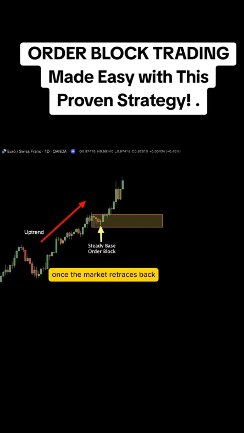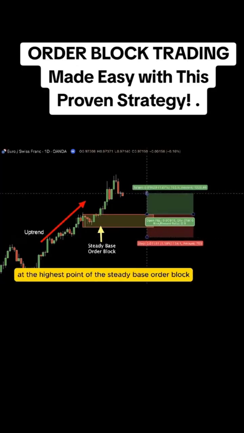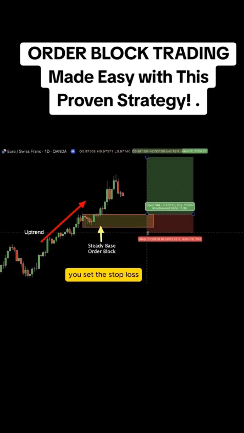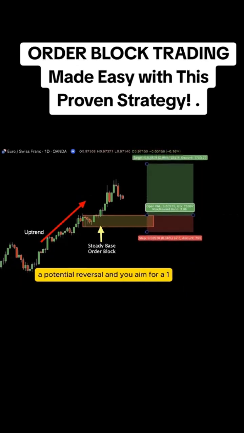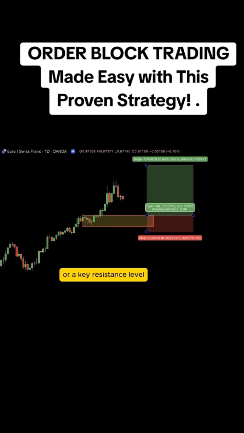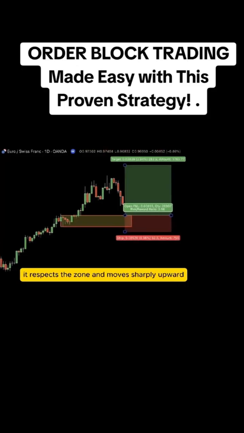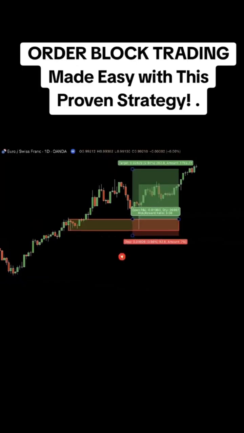Once the market retraces back to retest the steady base order block, you place a buy limit order at the highest point of the steady base order block, expecting the price to pull back and retest the area before continuing upward. You set the stop loss a few pips below the order block to protect against a potential reversal, and you aim for a 1-to-3 risk to reward ratio, setting the take profit target at the nearest swing high or a key resistance level. Once the price retests the order block, it respects the zone and moves sharply upward, hitting your take profit. And that's a wrap for today's video.